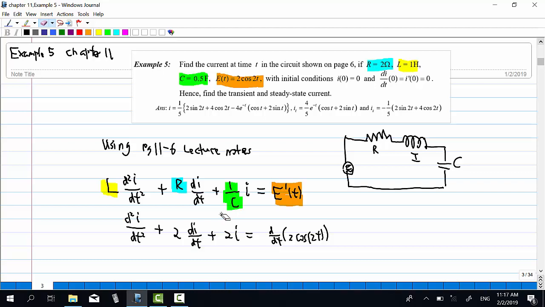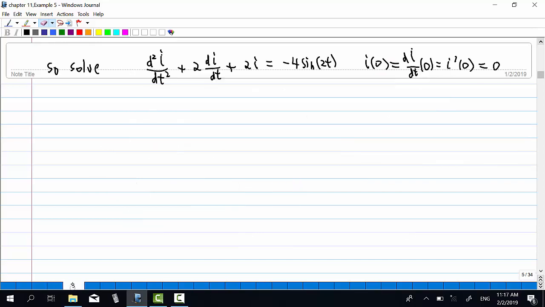But what is differentiation of 2 cosine 2t? Differentiate cosine 2t is minus 2 sine 2t. So this is equal to minus 4 sine 2t. Together with the initial condition, the current at time 0 is 0, and rate of change of current also is 0 in the beginning. So how to solve this initial value problem?